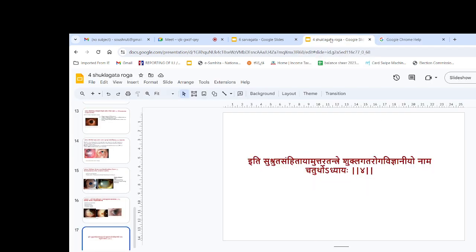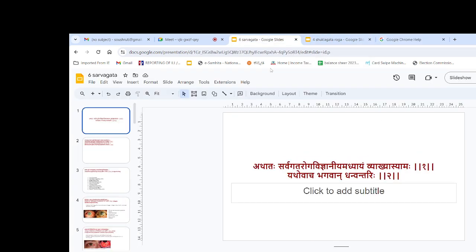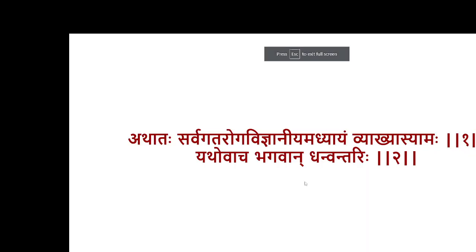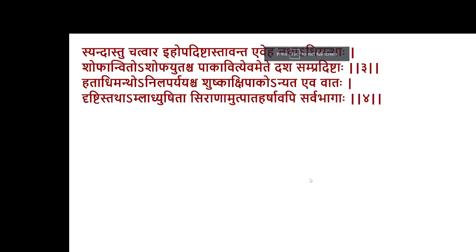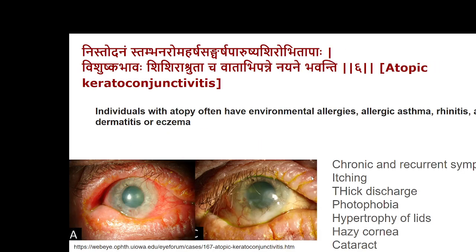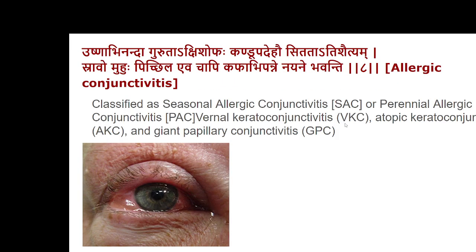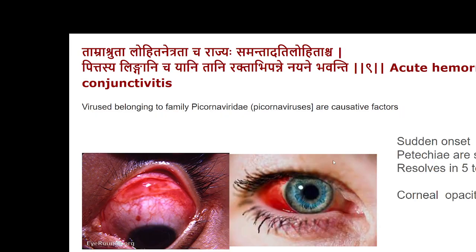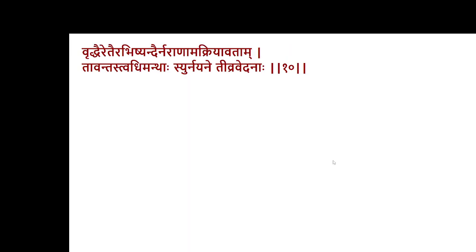Then comes the Sarvagata Roga, which we had started in the last session, but we will continue from the point where we had left off. In the last session, we had considered Abhishanda as such. These issues we have discussed, conjunctivitis or Abhishanda. Then the next is the Adhimanta. We will continue from that point where we left off.